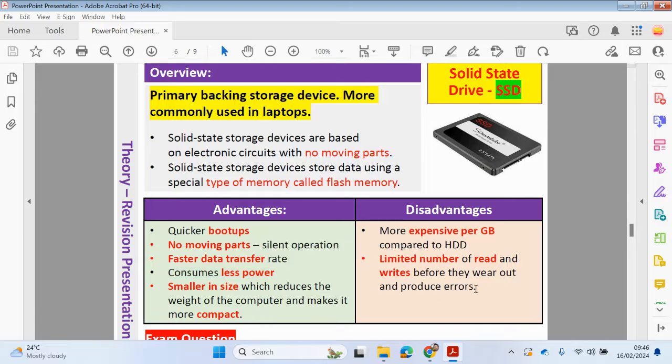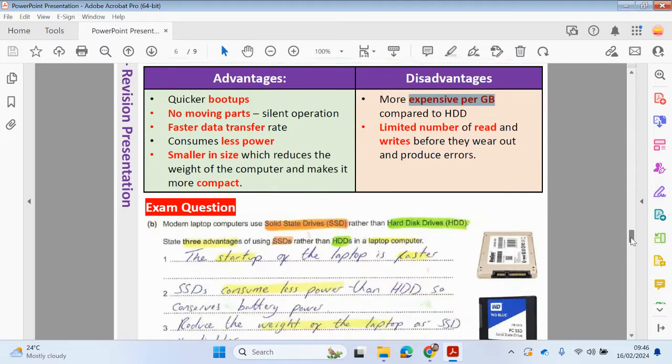It consumes less power, and as mentioned, it's smaller in size, which reduces the weight of the computer and makes it more compact. However, it's more expensive per gigabyte compared to the hard disk drive, and you have a limited number of reads and writes before they wear out and produce errors. With hard disk drives, you could probably read and write more data over a period of time. However, the hard disk drive with its moving parts could also stop working over time. So it's one or the other, basically.